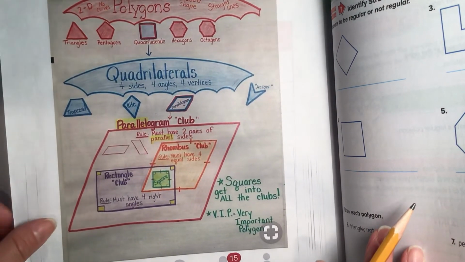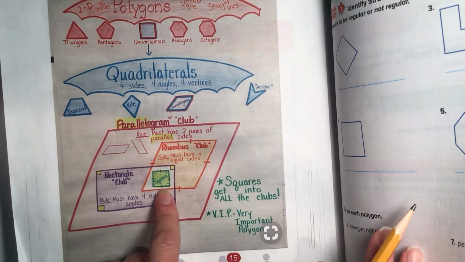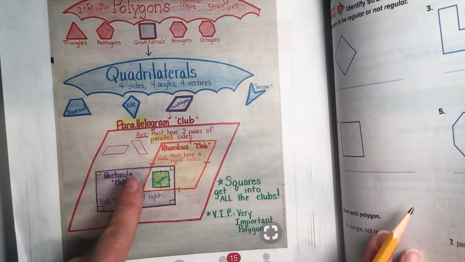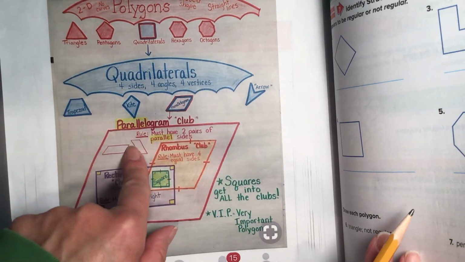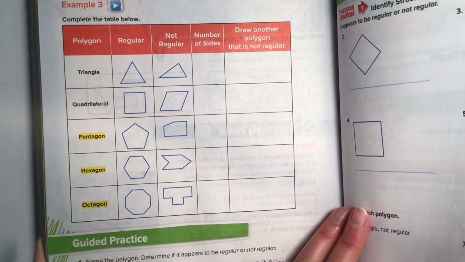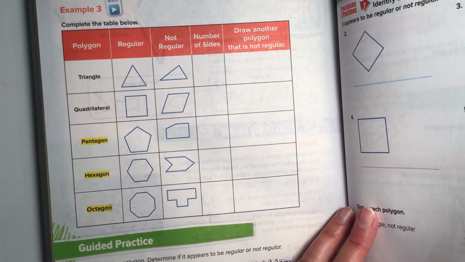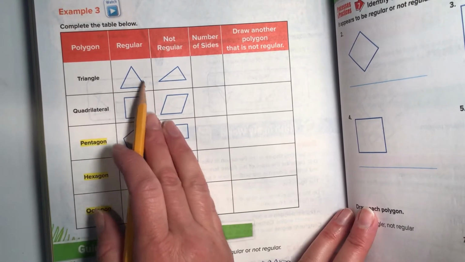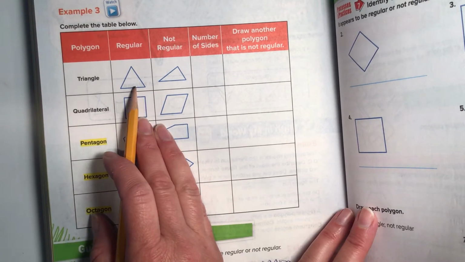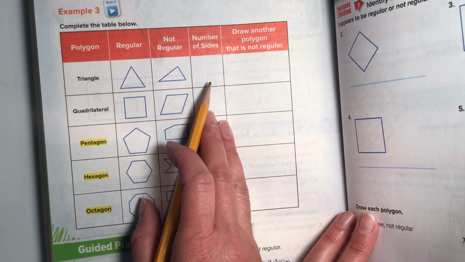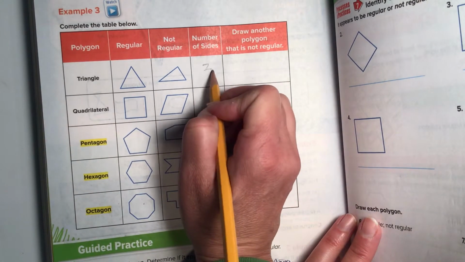The thing to know, though, is that squares are awesome because they fit into all the clubs. They fit into the rectangle club, the rhombus club, the parallelogram club. They're just awesome. All right, let's dive into this really fast. Triangles. Here's a regular triangle because all of the sides and all of the angles are congruent or the same. This one is not regular. But first, let's see what they have in common. They all have 3 sides.